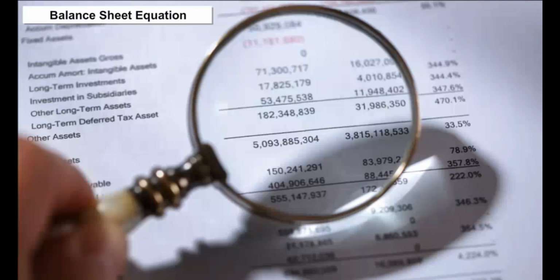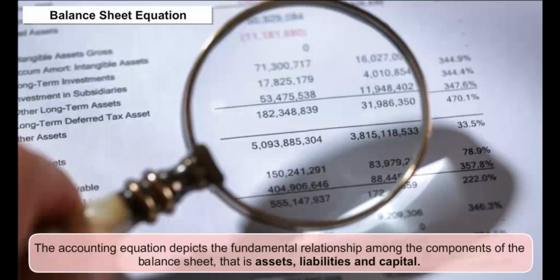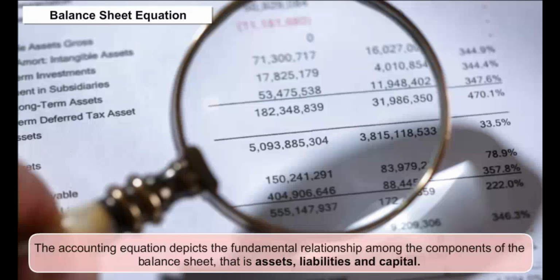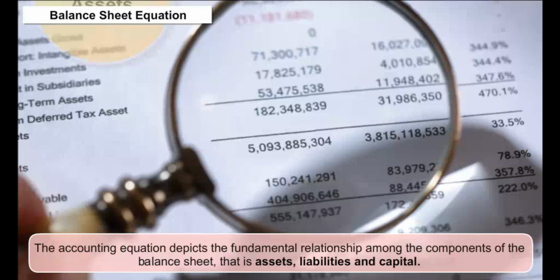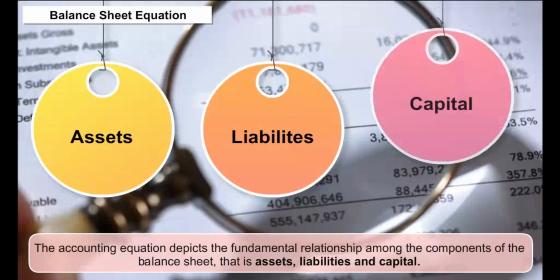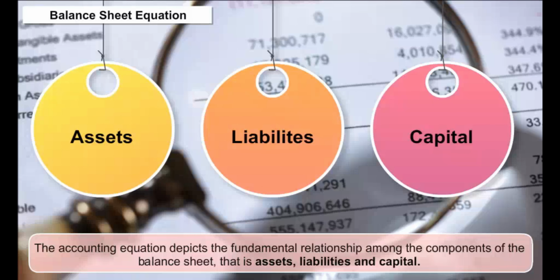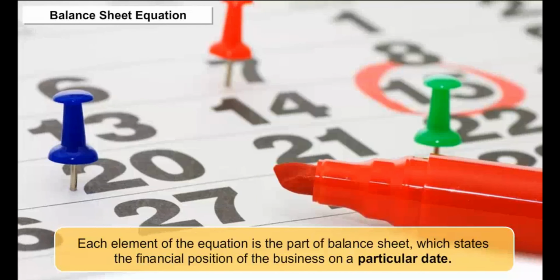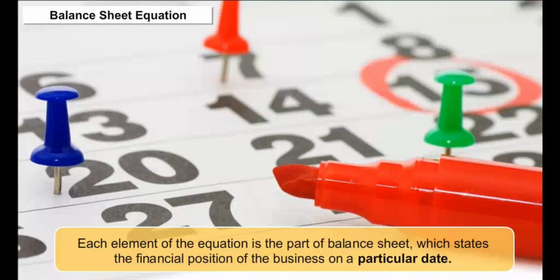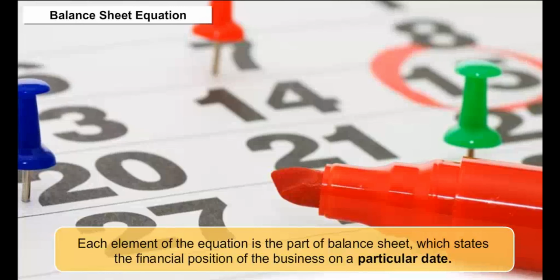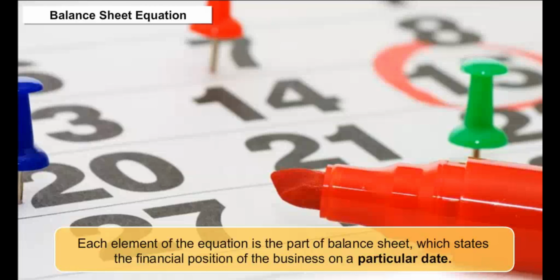Balance sheet equation. The accounting equation depicts the fundamental relationship among the components of the balance sheet, that is assets, liabilities and capital. Hence, it is also called the balance sheet equation. Each element of the equation is a part of the balance sheet, which states the financial position of the business on a particular date.